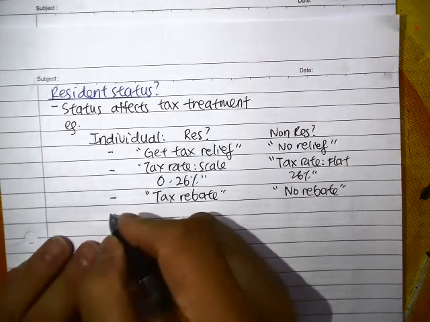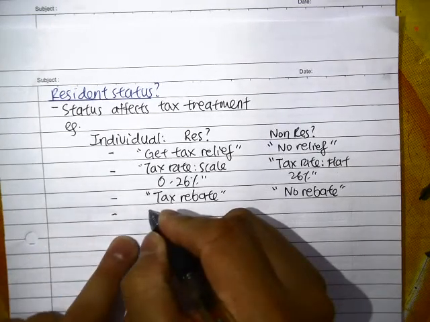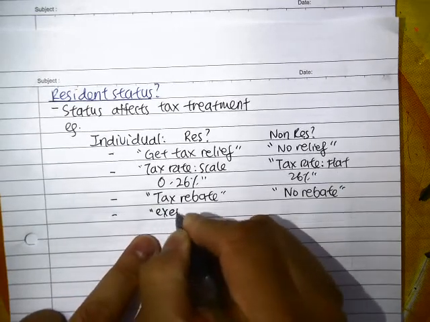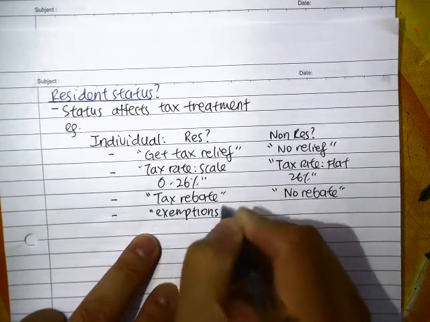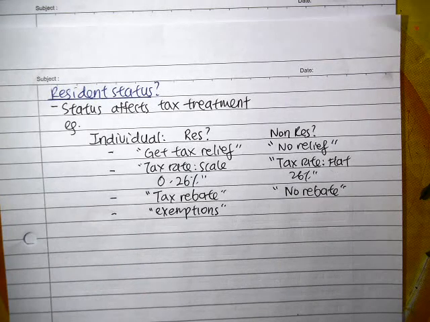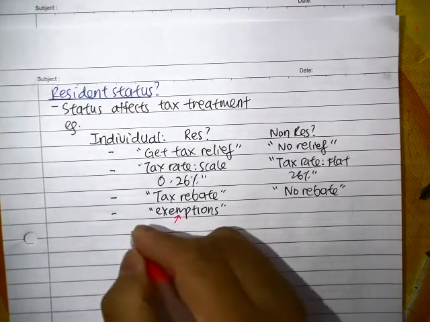Now, of course, other than that, we also have things like, for example, exemption. We have exemption for residents. We also have exemptions which are meant for non-residents. Both also have, but it's different. Now, give me an example of an exemption that a resident will get.